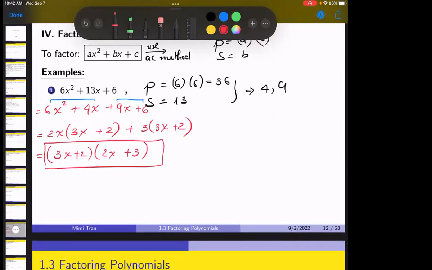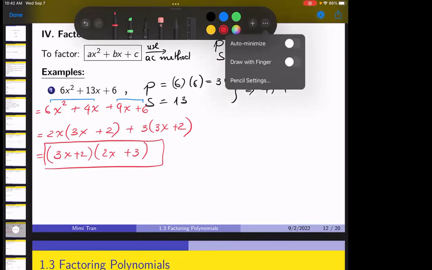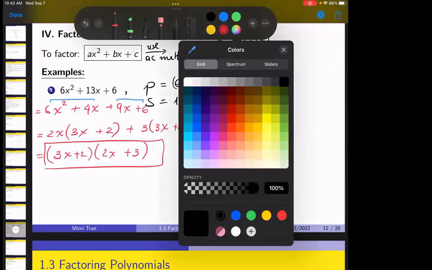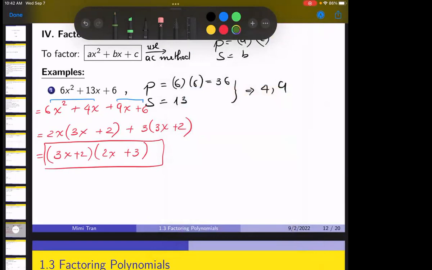So that's the AC method. Let me show you how to do the guess and check. Maybe I'll use dark green. So guess and check method. Let me rewrite the problem: 6x squared plus 13x plus 6. Now, it depends how good you are with numbers in your head. This could be your best friend or could be your worst enemy, right?